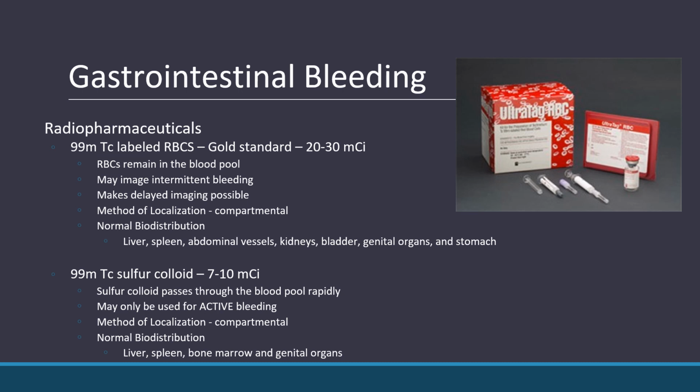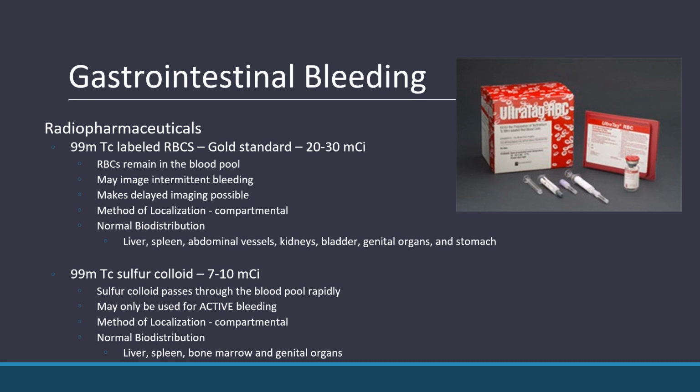Sulfur colloid is a colloid, it's a particulate. When you inject it into the bloodstream, your body sees that as something that's kind of a foreign invader, but not something that your body can use for anything. So it readily gets taken up by the cells of the reticuloendothelial system and phagocytized. Therefore, you have a very short window of time that you can image with the sulfur colloid before the activity is localized in the liver, spleen, and bone marrow.